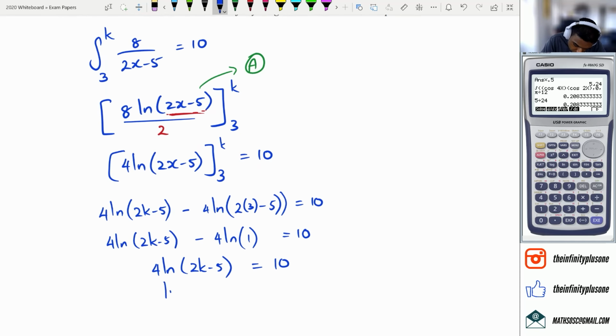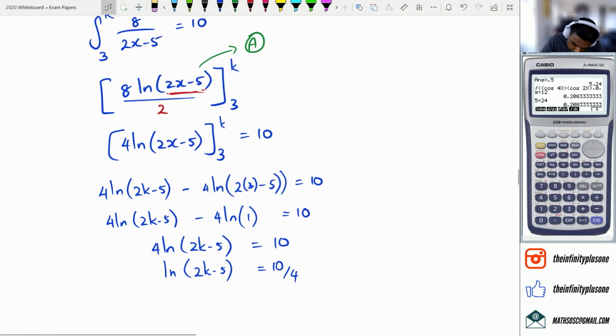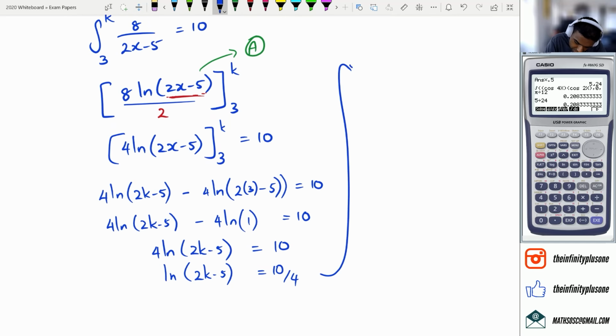10 divided by 4 is 2.5. So we can rewrite this as 10 over 4. And as always, I'm going to run out of space. That's all right, just do these extra steps here.